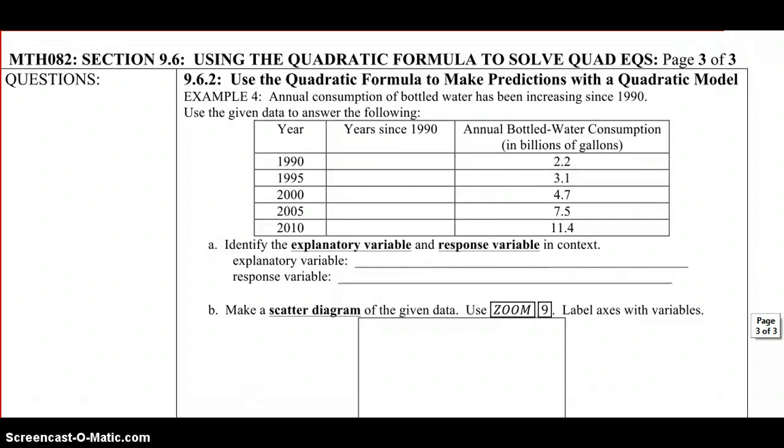Okay. All right, so now let's jump back and look at a problem that has data. Annual consumption of bottled water has been increasing since 1990, and we're asked to use the given data to answer the following. So these are the years and gallons of water in billions, and we're asked to make our input variable here years since 1990. So again, if we subtract 1990 from all of these, we're going to get 0, 5, 10, 15, and 20.